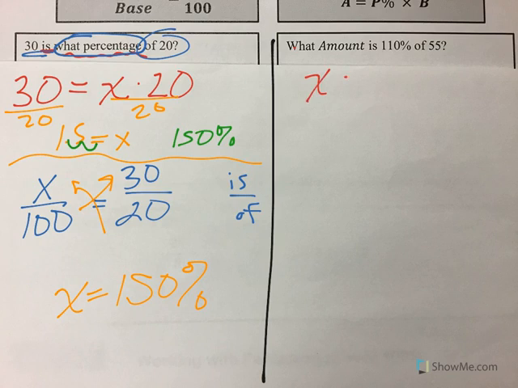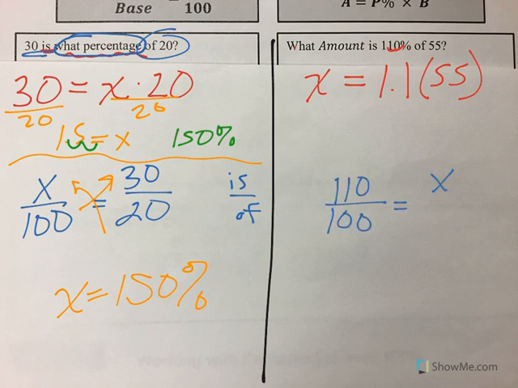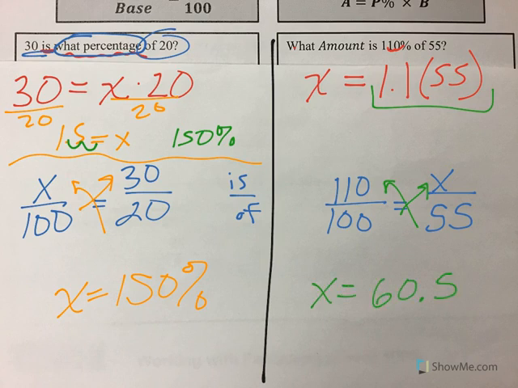What amount is 110%, right? Divide by 100, change it to a decimal, of 55. Or, as a proportion, 110% goes over 100, is over of. Cross multiply here, or we just multiply those two together. Either way, we end up with an answer of 60.5.